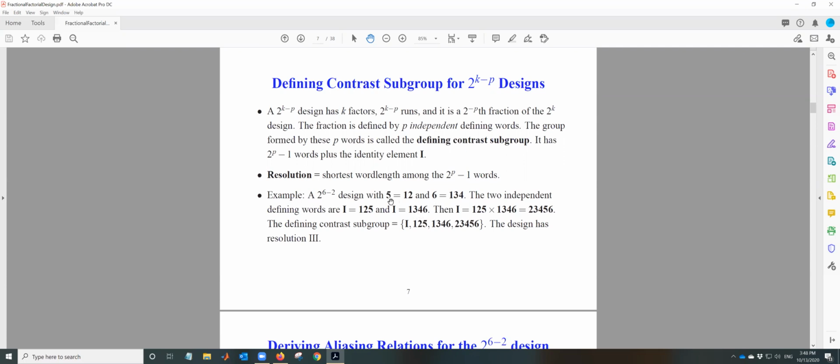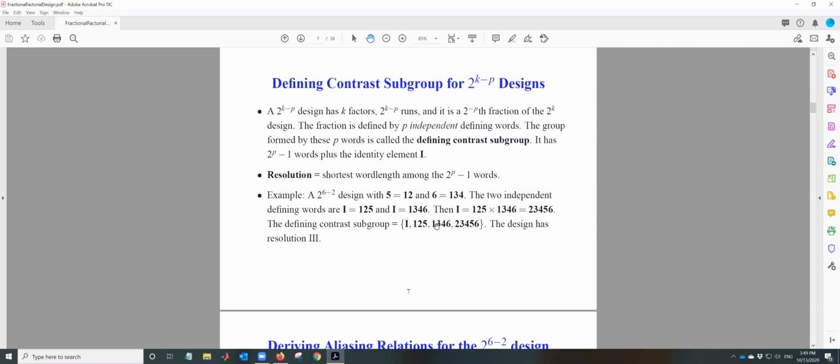And here, 5 equals 1, 2, 6 equals 1, 3, 4. And then you have the 1, 2, 3, 4 full factorial. Then use 5 equals 1, 2, 6 equals 1, 3, 4. And you also have I equals, if you multiply this together, also I. So 2, 3, 4, 5, 6. So the defining contrast group is I, 1, 2, 5, 1, 3, because this one defines 5.